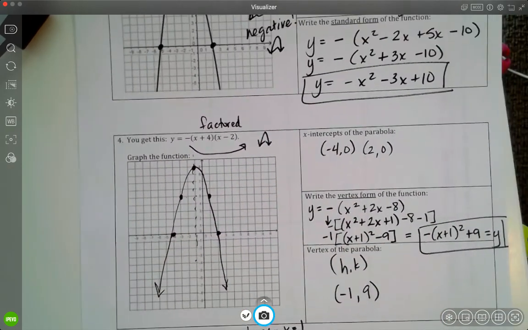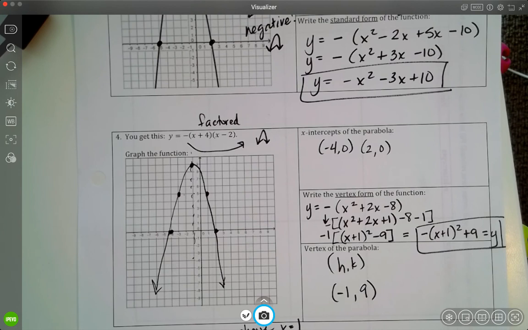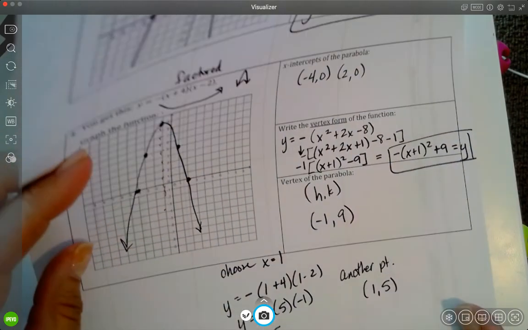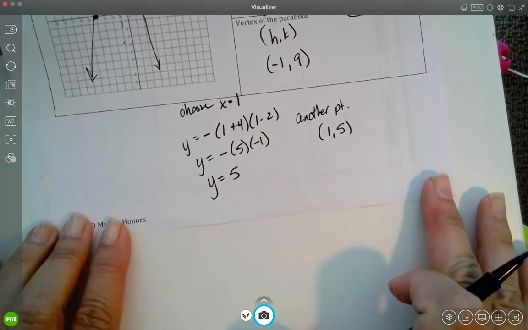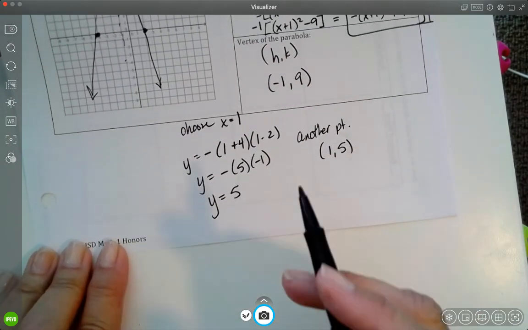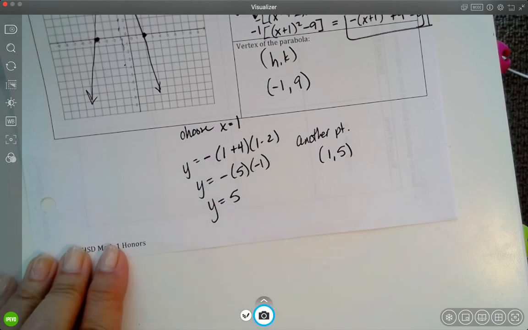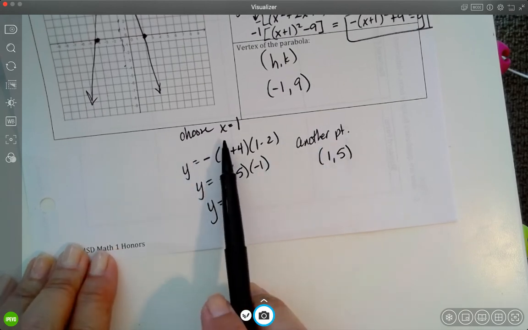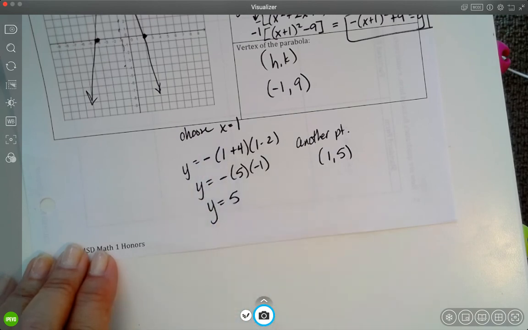Okay, so that is all we have for 10.8. Let me scoot this up a little bit because I realized that I was writing when you couldn't see what I was doing down here. Okay, so what I did is I was just plugging x into the equation so I could find another point to get a good curve.